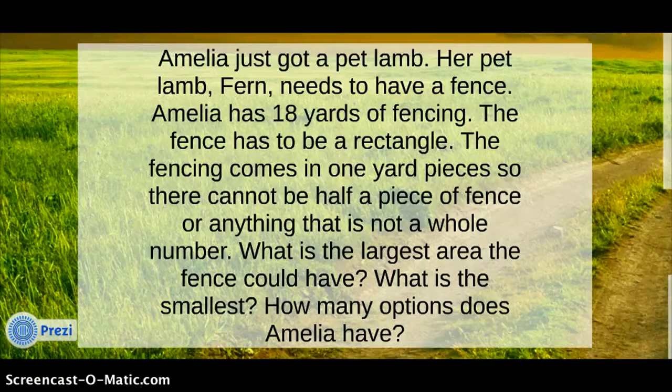The fence has to be a rectangle, and the fencing comes in 1 yard pieces, so there cannot be half a piece of a fence or anything that's not a whole number. So what is the largest area of the fence that the fence could have? What is the smallest area? And how many different options does she have for the perimeter?